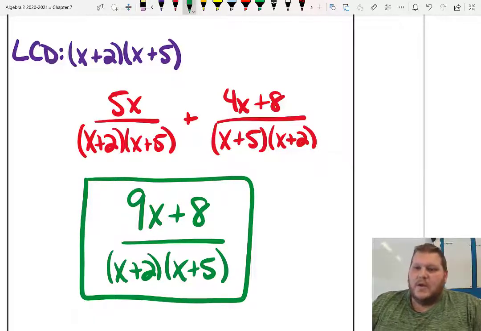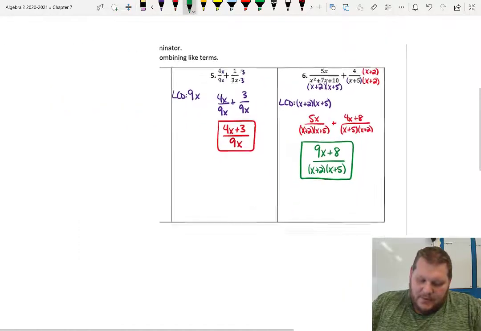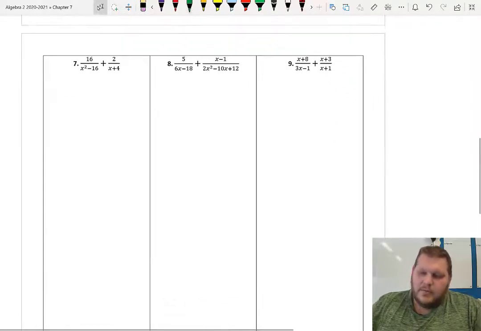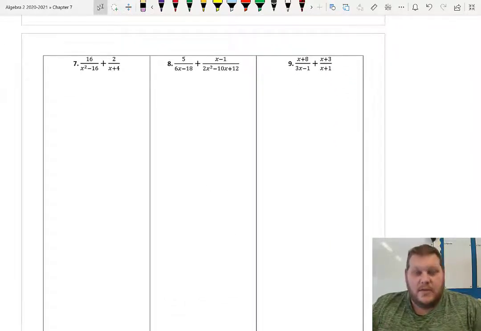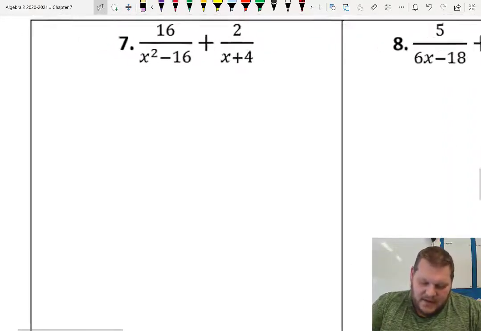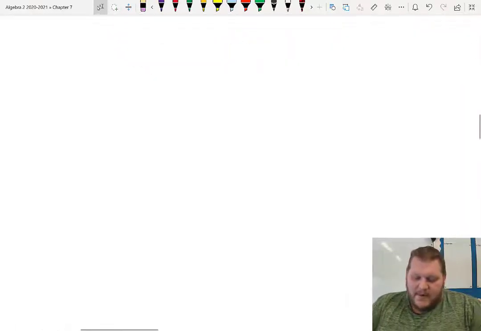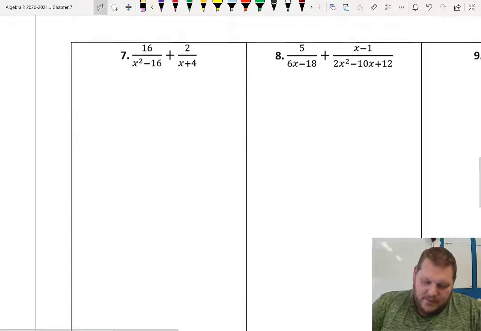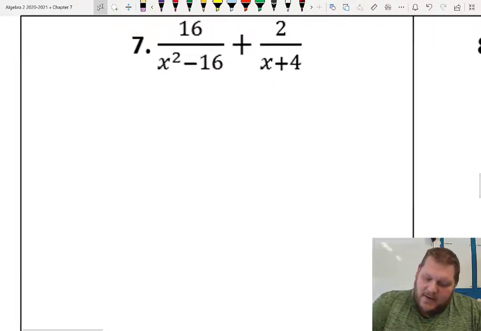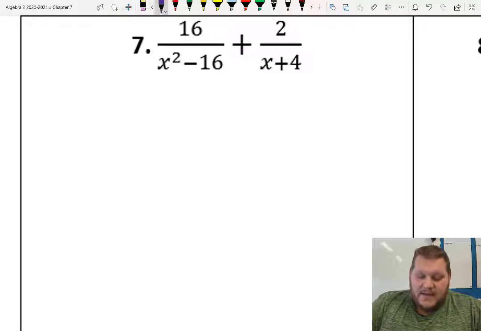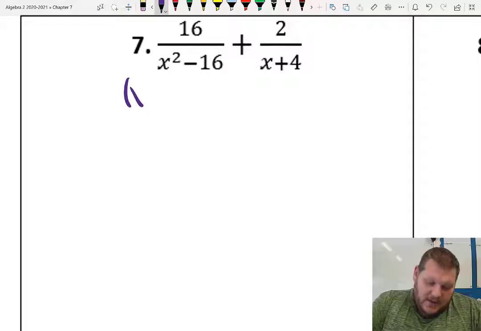Okay. So on the back side, we've got a couple more examples that we'll do together. We've got 3 more, and these will be a little bit more complicated, so prepare yourselves if you need to. But it's the same basic process we're doing for all of them. We're starting off by factoring out any of my denominators that need factoring. So in number 7, my x squared minus 16, that's my difference of squares shortcut. That factors out into x plus 4, x minus 4.